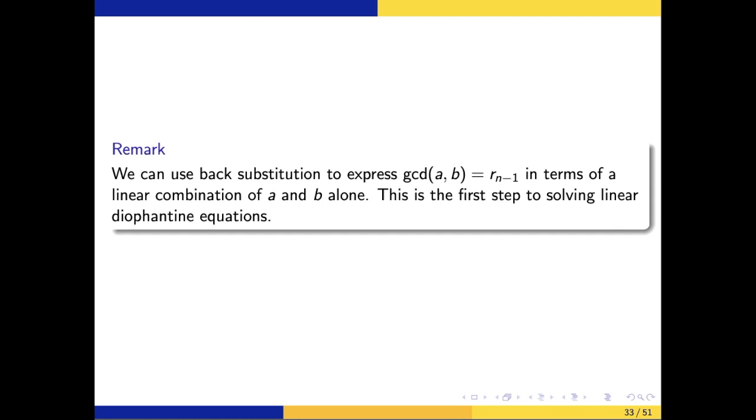Finally, we can use back substitution to express the GCD of A and B, which equals R sub n minus 1, in terms of a linear combination of A and B alone. While earlier we showed that there does exist a linear combination of A and B that gives this GCD, we now have a way of actually finding this linear combination. And this is the first step to solving linear Diophantine equations.